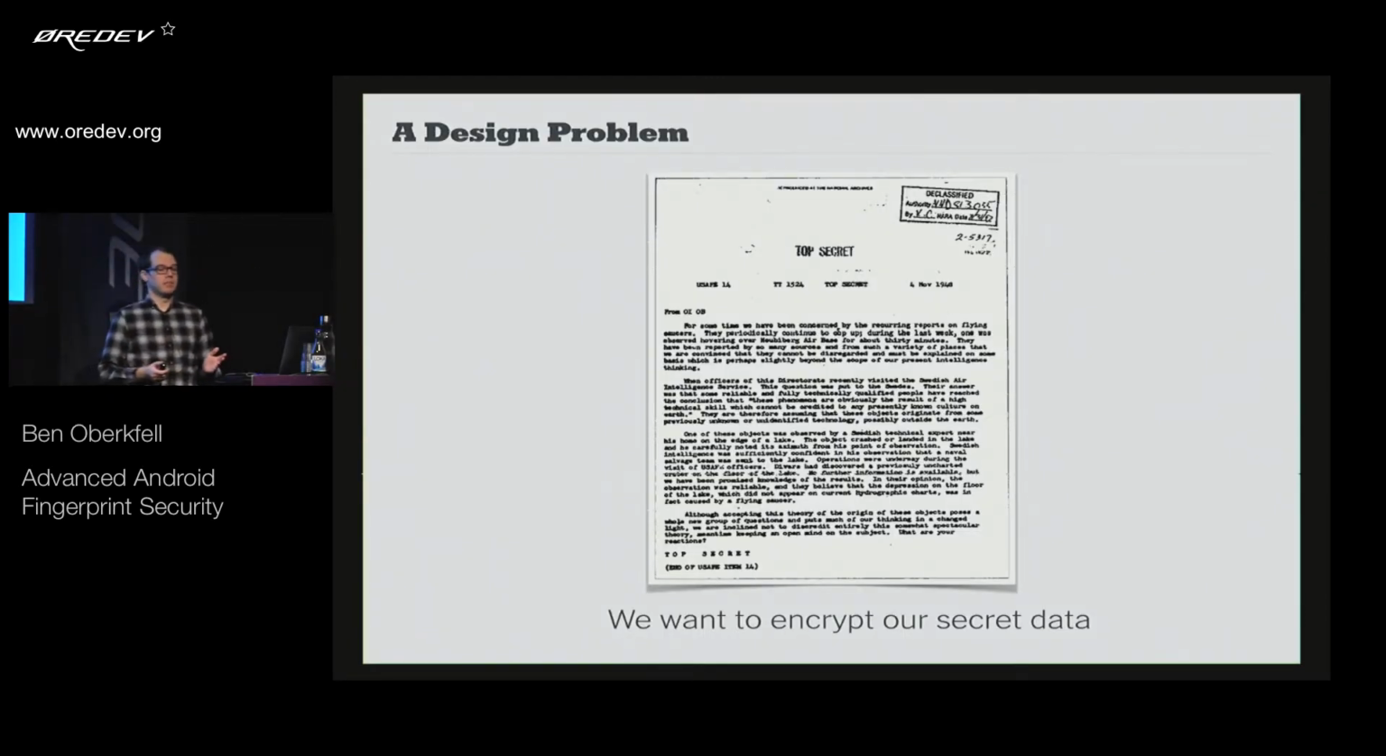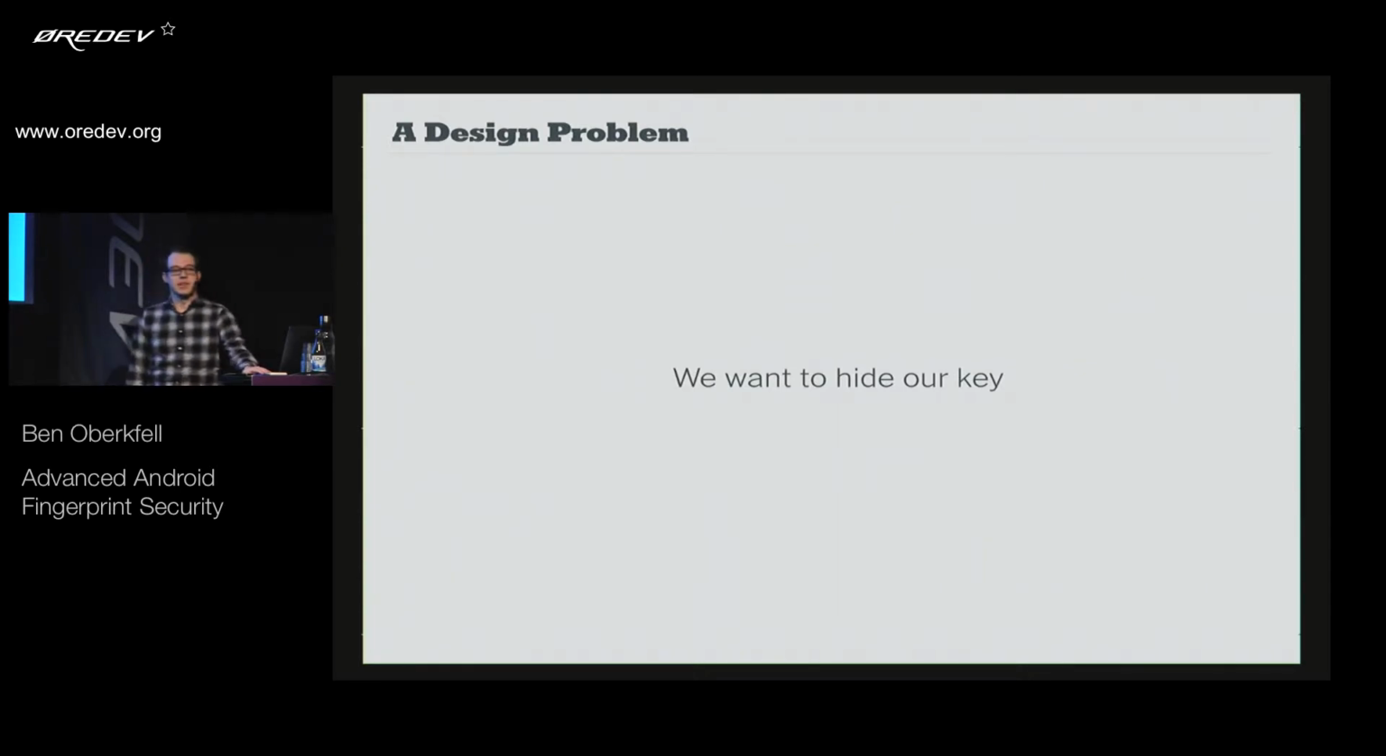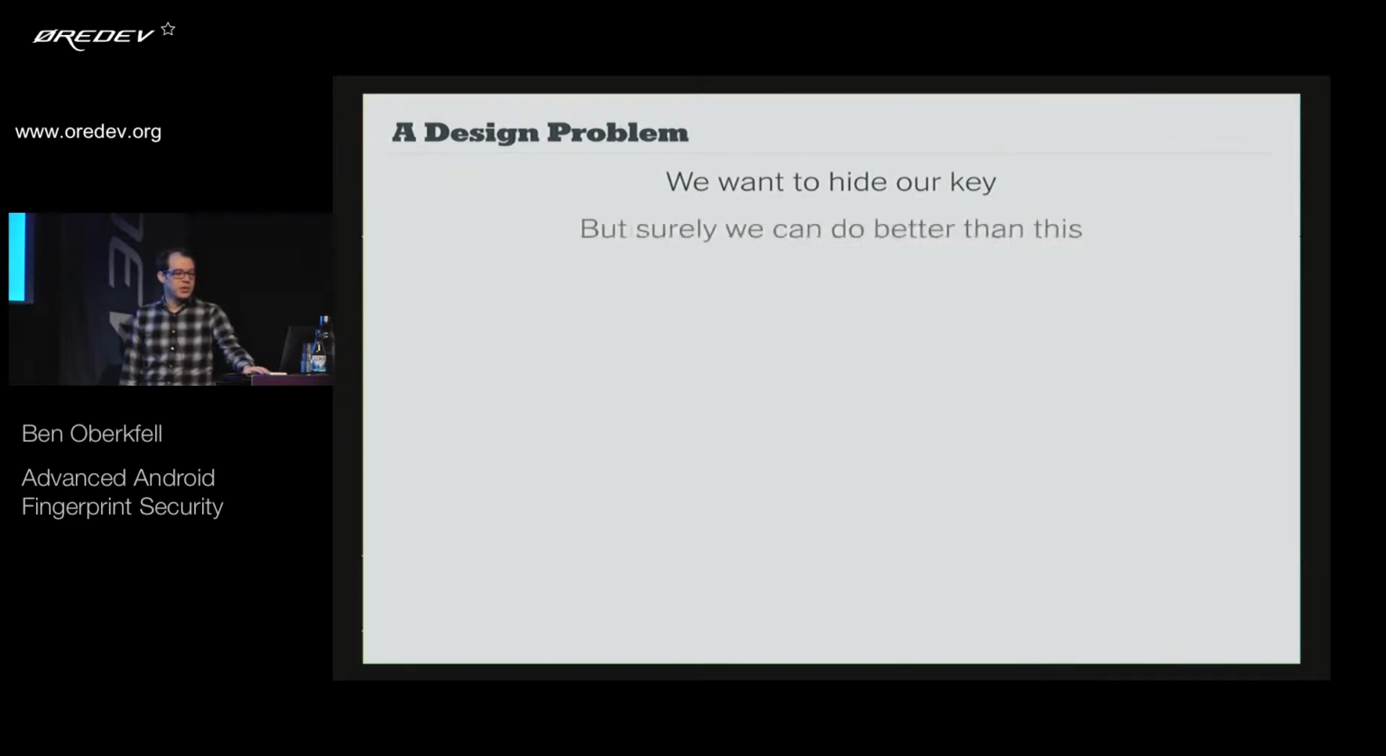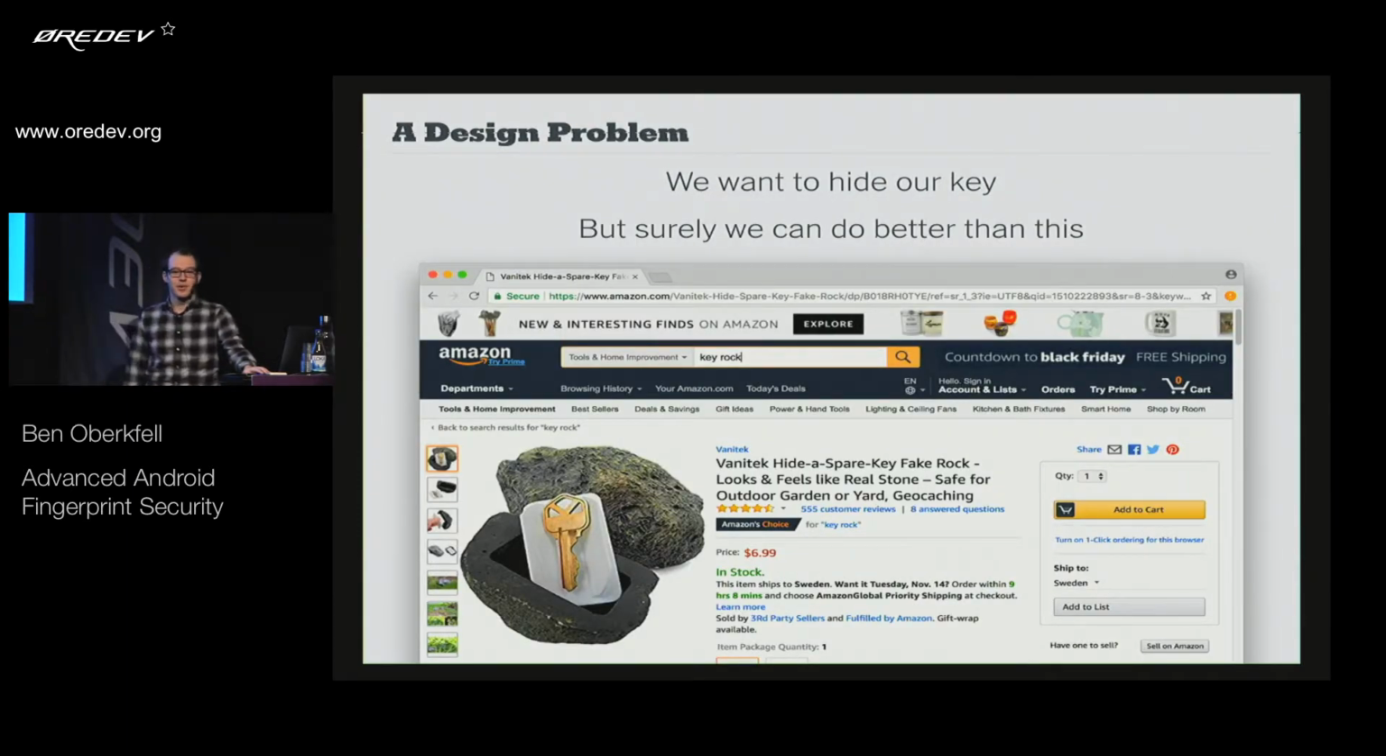So we have a design problem here. We want to be able to encrypt our secret data. Maybe we have our passwords, our personal thoughts and feelings in our diary. Maybe we have top secret UFO documents, something that we want to encrypt. We also want to hide our encryption key from attackers. If you were at Marco's talk yesterday about reverse engineering and attacking Android applications, he brought up some great points about making sure that secrets and the like are not exposed. So we want to make sure we hide our key, but surely we can do better than something like this. We don't want to leave it out in the open.